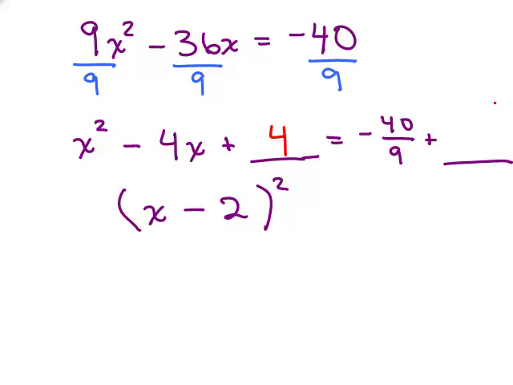Instead of writing 4, how about I write that with a common denominator of 9? So 4 is the same thing as 36 over 9. Remember, you can get that by multiplying the top and bottom by 9. The reason I did this is to save a little space. I've got -40 plus 36 all over 9, so that's -4/9.